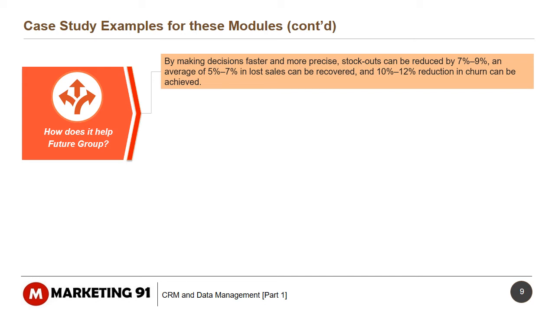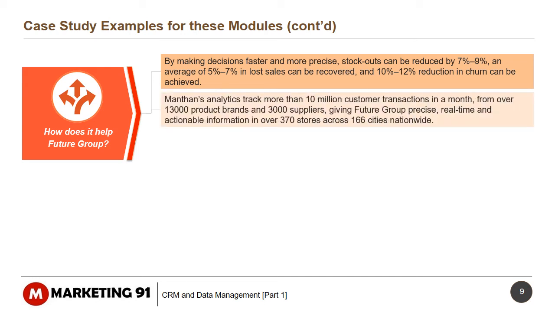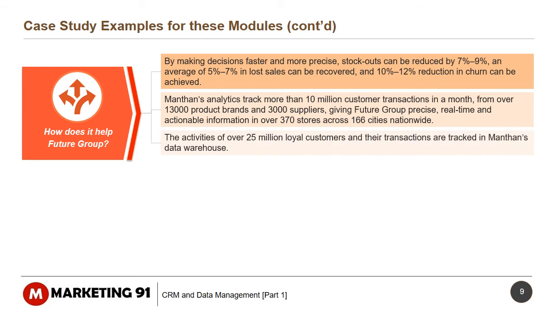Manthan's analytics tracks more than 10 million customer transactions in a month from over 13,000 product brands and 3,000 suppliers, giving Future Group precise, real-time and actionable information in over 370 stores across 166 cities nationwide. The activities of over 25 million loyal customers and their transactions are tracked in Manthan's data warehouse.